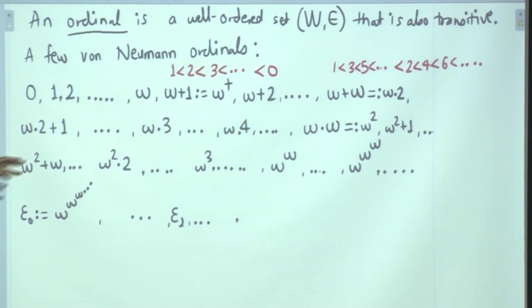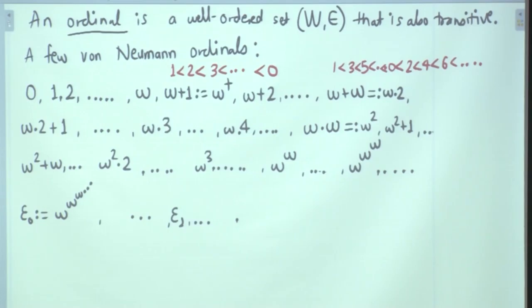You understand that? That's a copy of omega: 1, 3, 5. That's a countably infinite set. It's a copy of omega followed by another copy of omega. 2, 4, 6, I mean, sorry, 0. I should write 0 somewhere, and yeah, 0, 2, 4, 6, and dot dot dot. It's a copy of omega followed by a copy of omega, that's why omega plus omega. So these are all well orders on the set of natural numbers.